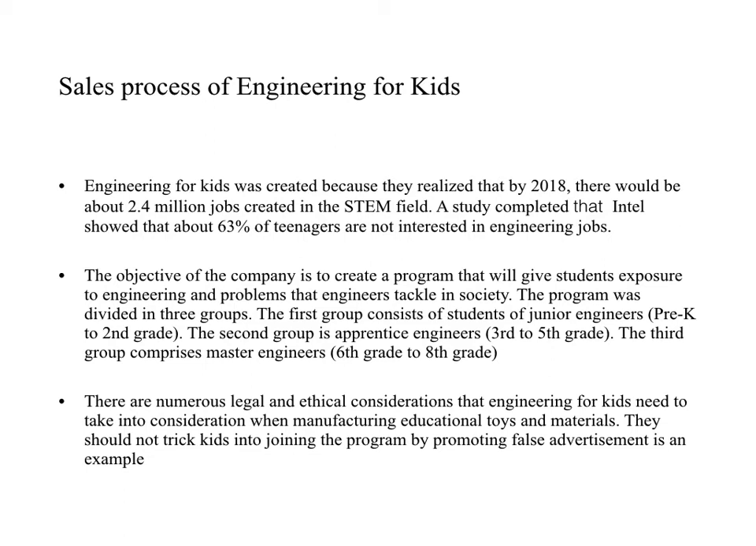So the objective of the company was to create a program that will give students exposure to engineering and the problems that engineering solves in society on a daily basis. The program was divided into three groups. First group consisting of junior engineers, pre-K to second grade. Second group, apprentice engineers, third grade to fifth grade, and the third group was master engineers, sixth grade to eighth grade. And the age range was between 4 and 14 years old.